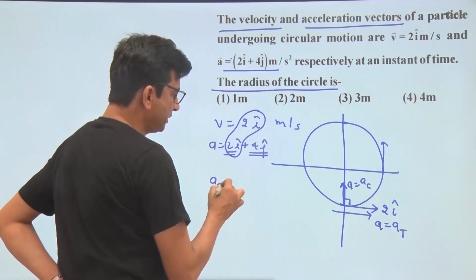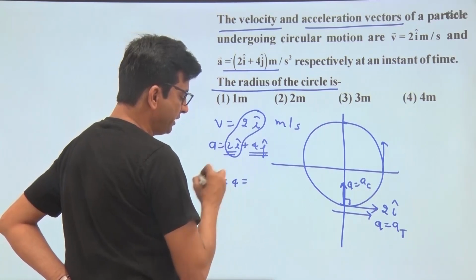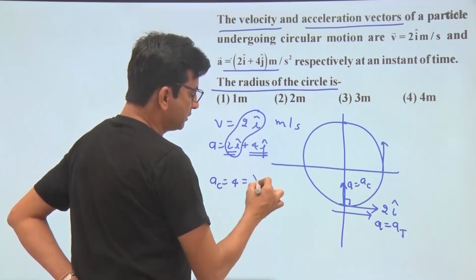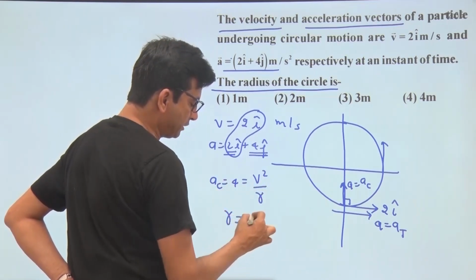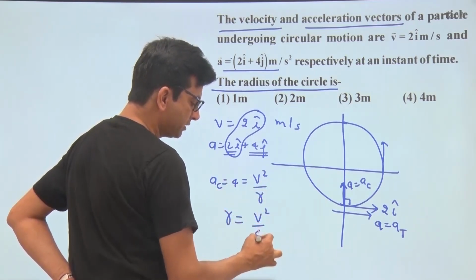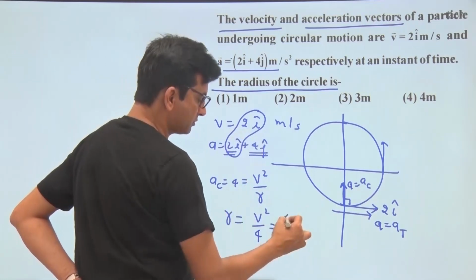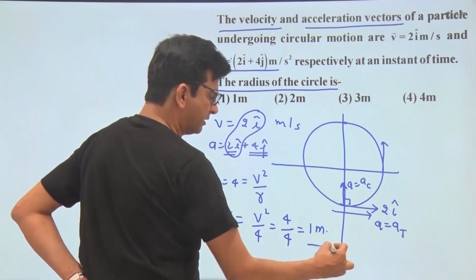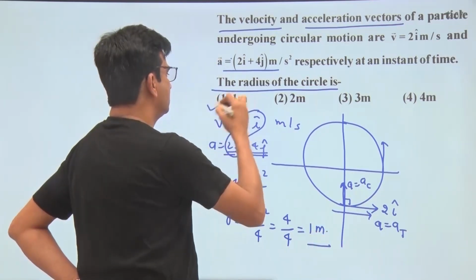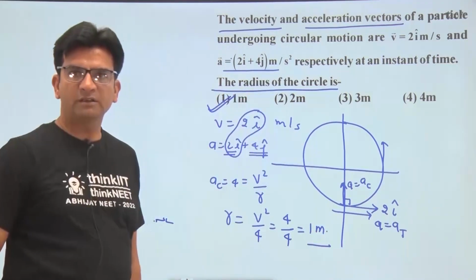So a_c is 4, and we know that a_c is v square by r. So the radius of the circular path, r, equals v square by 4. Now v is 2, the square is 4, upon 4. So it will be 1 meter. So the correct answer is 1 meter. Okay, thank you very much.